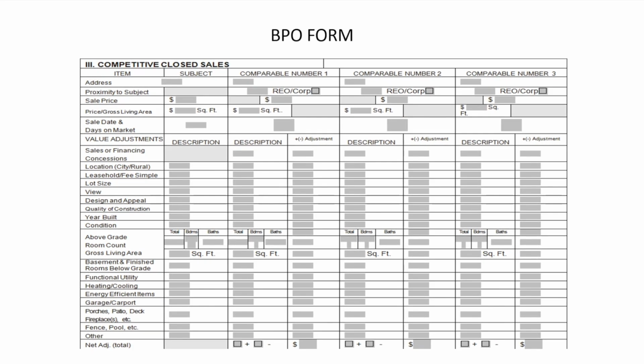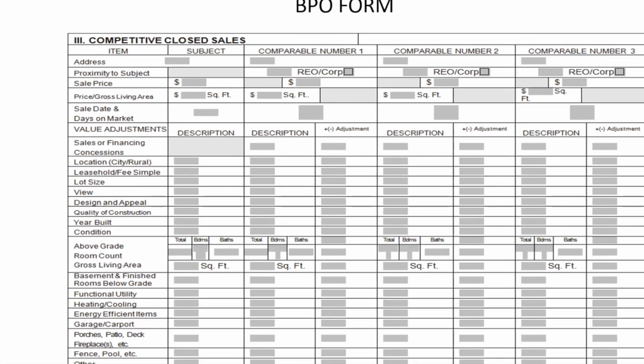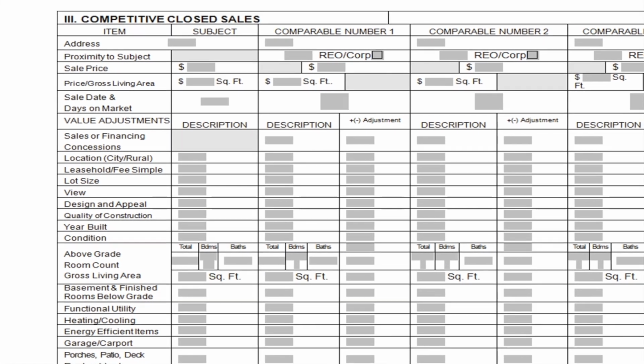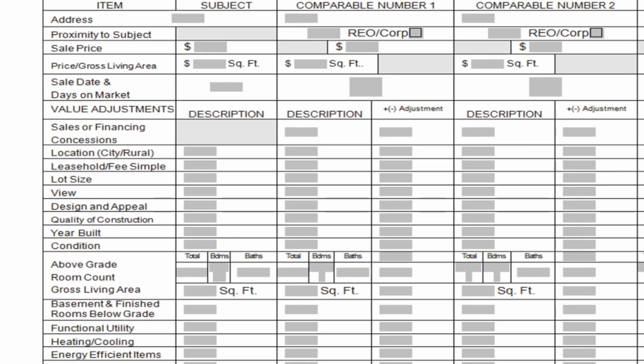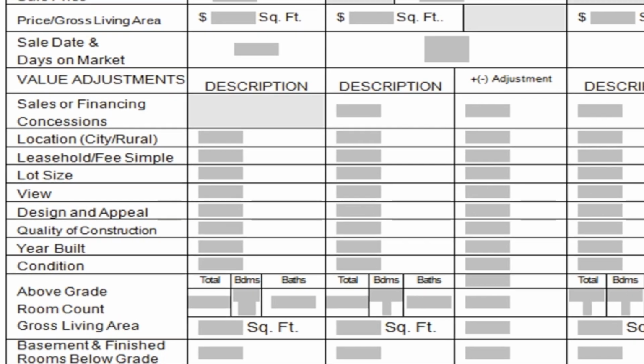Okay, so first of all, looking at the grid that is on your BPO form here, when you're making your adjustments, you always want to adjust the comps that you're using to bring them in line with the subject property that you're looking at.